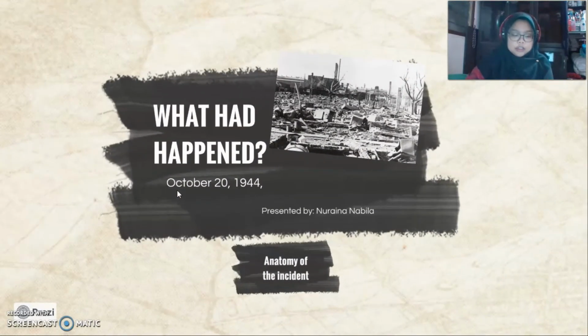This incident occurred on Friday, October 20, 1944, when a tank of natural gas exploded on the Cleveland East Ohio Gas site. The explosion destroyed homes and businesses and killed more than 130 people. So this is the anatomy of this incident.